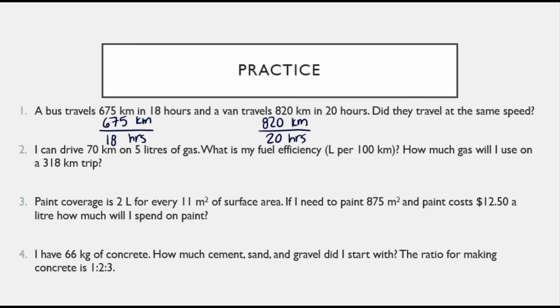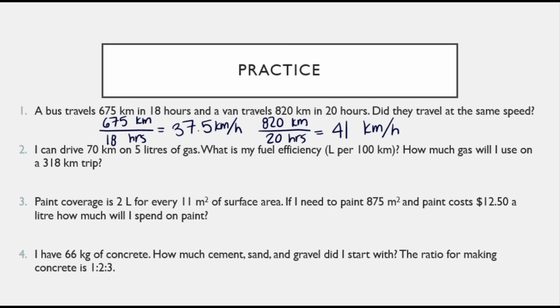Well, obviously, to find the bus speed, you're just going to divide 675 by 18, which gives you about 37.5 kilometers per hour, right? And when you divide 820 by 20, you get 41 kilometers per hour. 37.5 is not the same as 41, so they did not travel at the same speed.